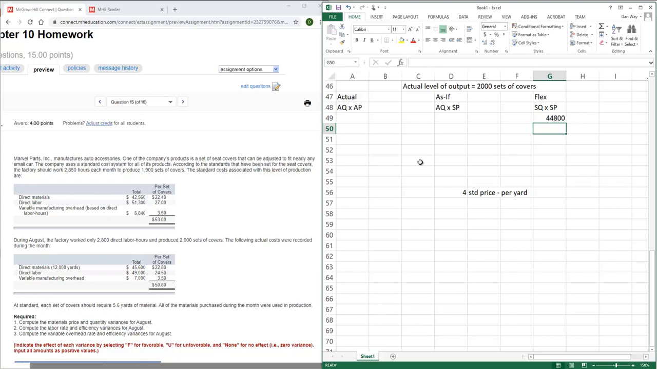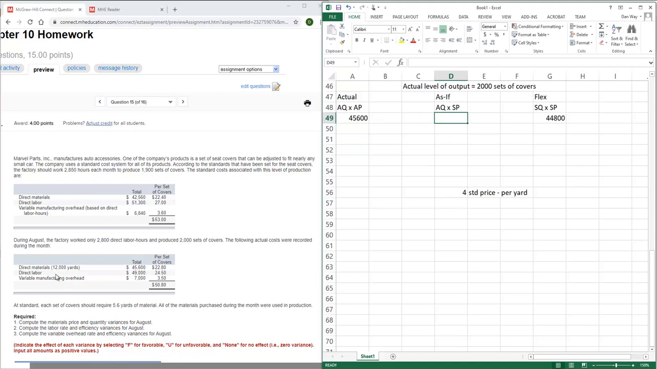Now let's think about our actual spend. So it told us down here during August we had worked 2,800 labor hours, produced the 2,000 sets of covers, and our actual costs are just given in total. So the direct materials, 12,000 yards were actually purchased and used, and the total cost was $45,600. So I can already jot in that $45,600 total spend under the actual column. I don't necessarily have to consider the actual quantity and actual price separately yet. I am going to need to consider that though a bit when I get to my as if.